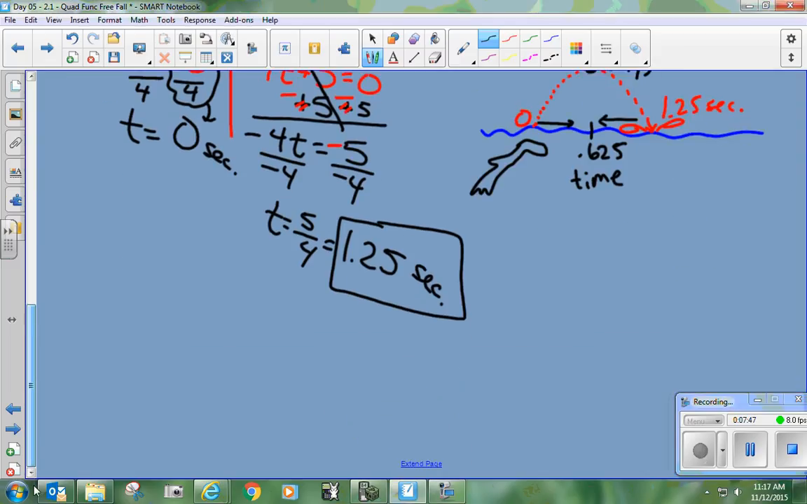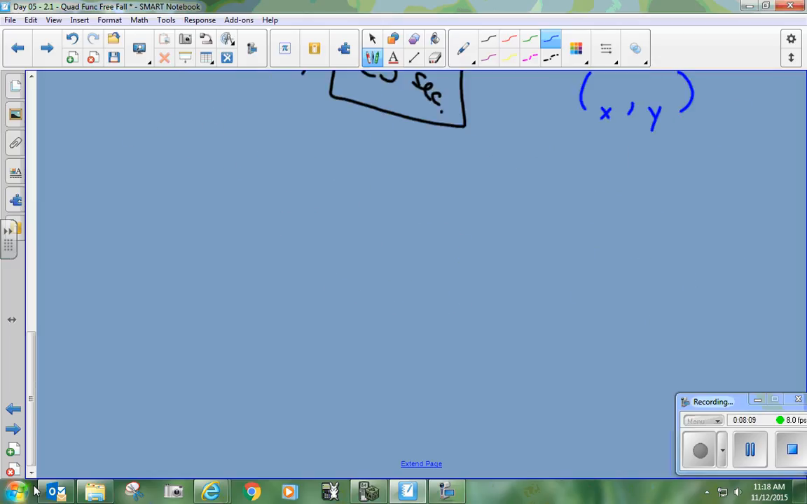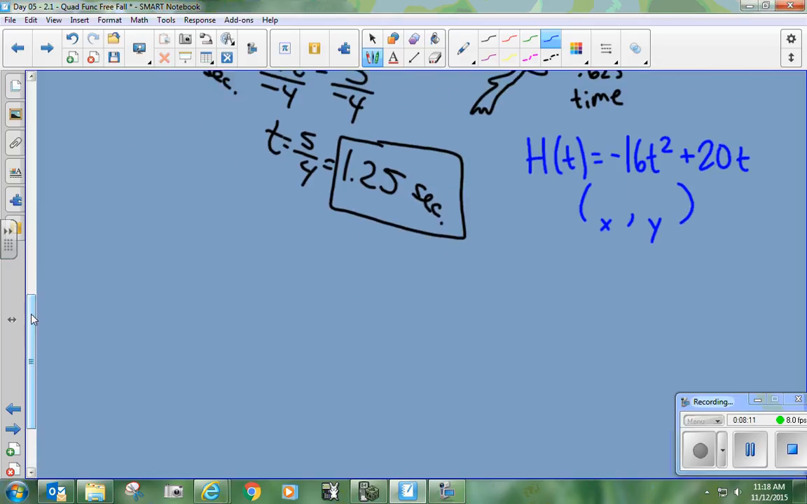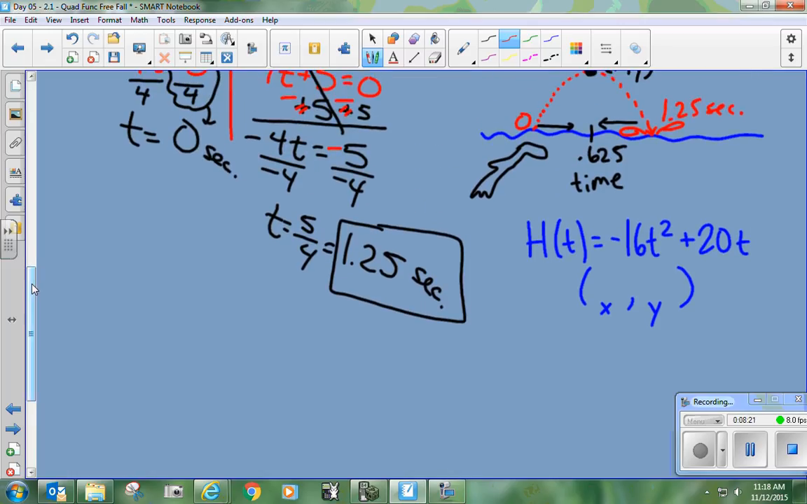Watch. My original equation, h of t equals -16t squared plus 20t. I need a coordinate. I need an x and a y value. x is my time, and y is the height. Now, how can I figure out the x value? Plug in that 0.625. That will give me the y value. Absolutely. But how can we make sure 0.625 is our actual middle value? How do I find this?